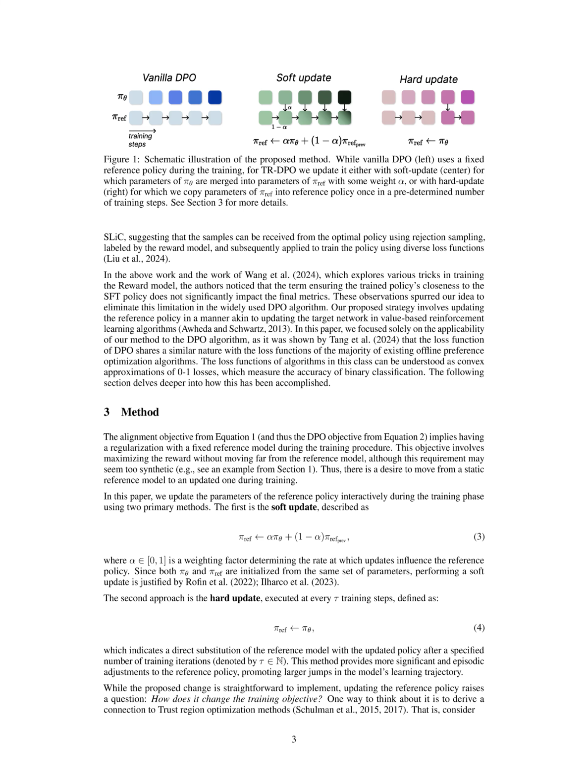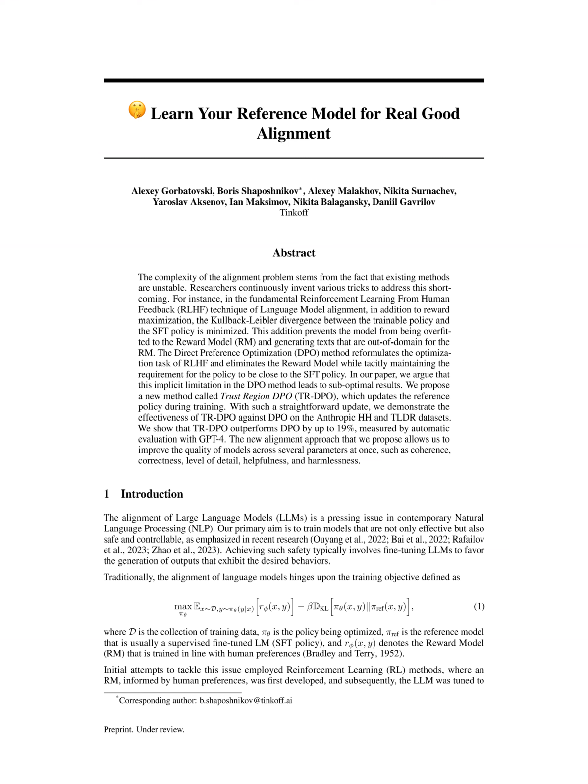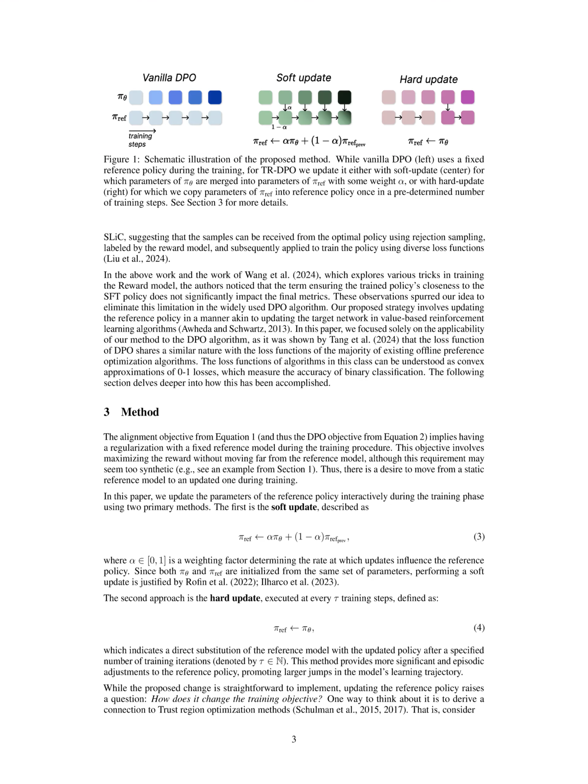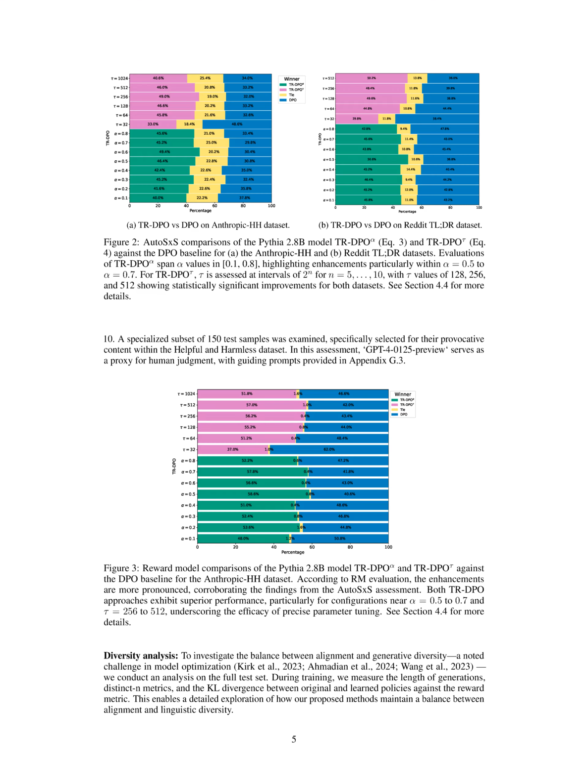The TR-DPO method works by updating the reference policy during training in two primary ways: soft update and hard update. 1. Soft update. This method involves gradually merging the current policy with the reference policy at each training step using a weighting factor, alpha, which determines the rate of influence on the reference policy. Both the current policy pi_theta and the reference policy pi_ref are initialized from the same parameters. The soft update allows for incremental adjustments to the reference policy, ensuring that the trained policy remains close to the reference policy.